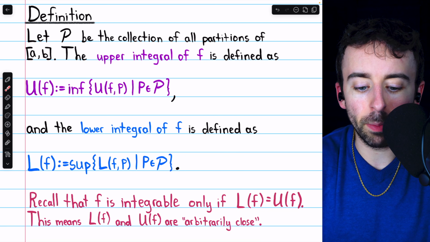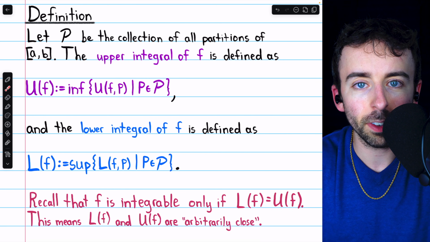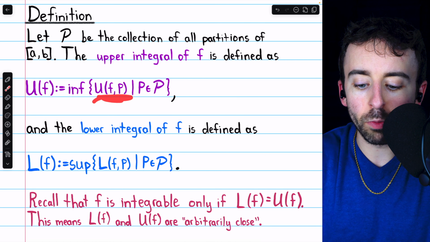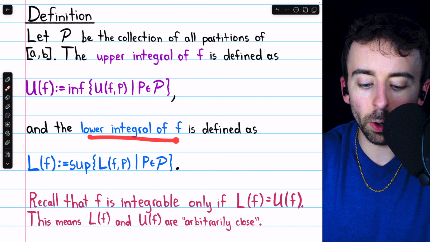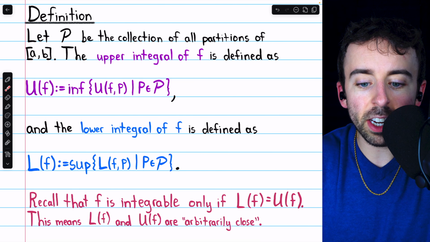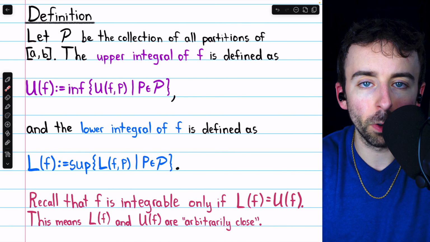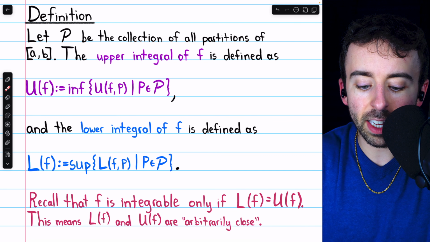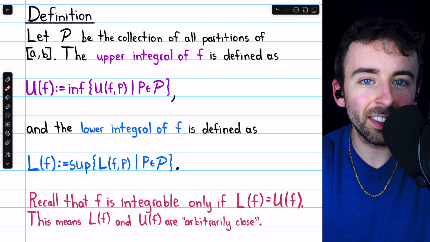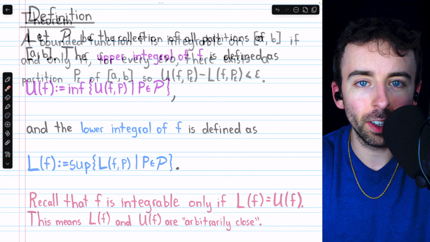Recall that part of our development of the theory was to consider upper integrals and lower integrals. The upper integral of the function f is the infimum of all of those upper rectangle sums, and similarly, the lower integral is the supremum of all of those lower rectangle sums. And then the definition is that a function f is integrable only if the lower integral and the upper integral are equal. This means, in a sense, that the lower integral and the upper integral are arbitrarily close, and thus this definition of integrability quickly admits an epsilon characterization. And today we'll prove that.